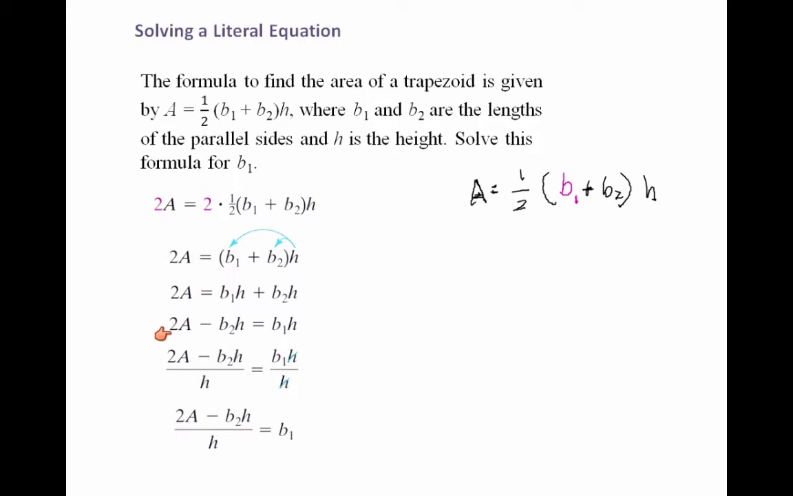You can distribute the h, and once you get to this point here, remember we're solving for b1. So we need to eliminate these terms from the right-hand side. If I subtract b2h from both sides of the equation, then I can move this to the other side. Now if I divide both sides of the equation here by the coefficient of b1, which is h, then here I have b1 solved in terms of the other variables.